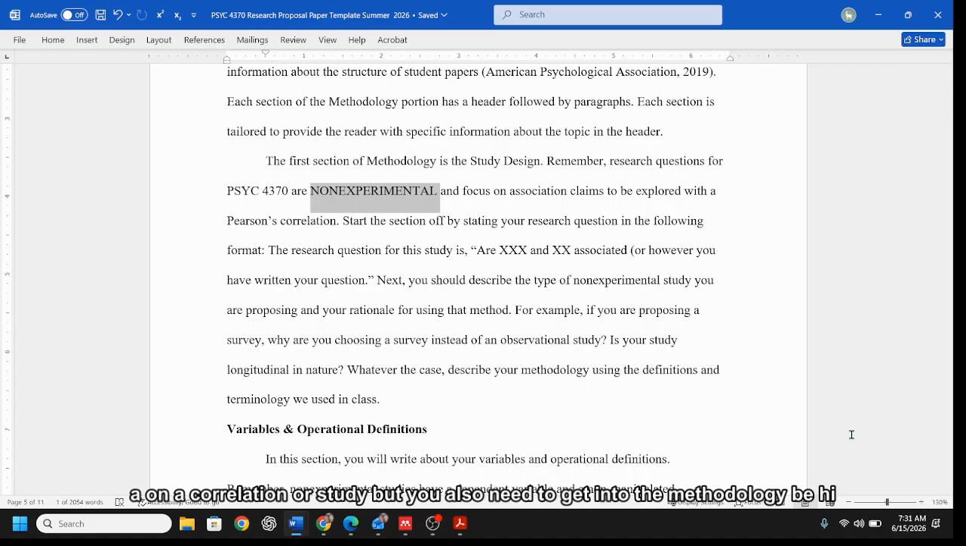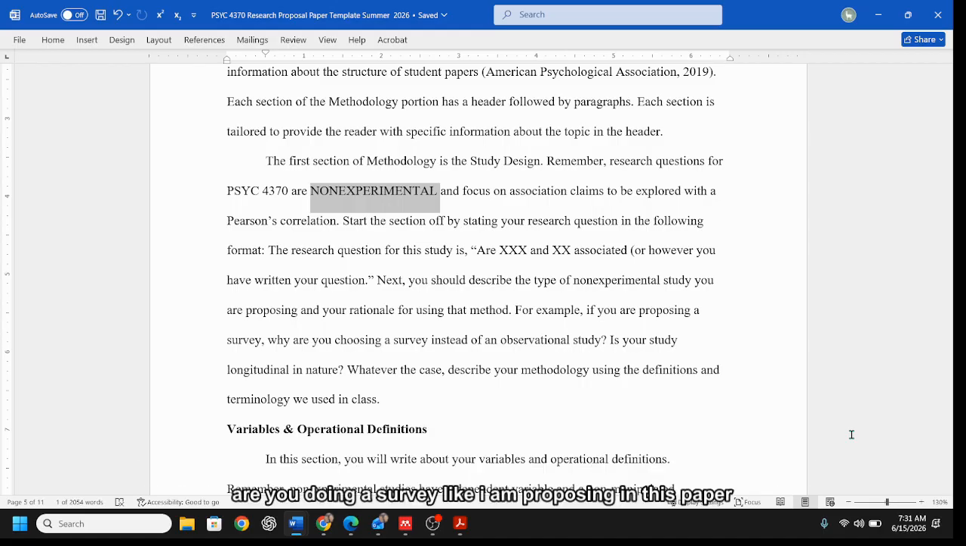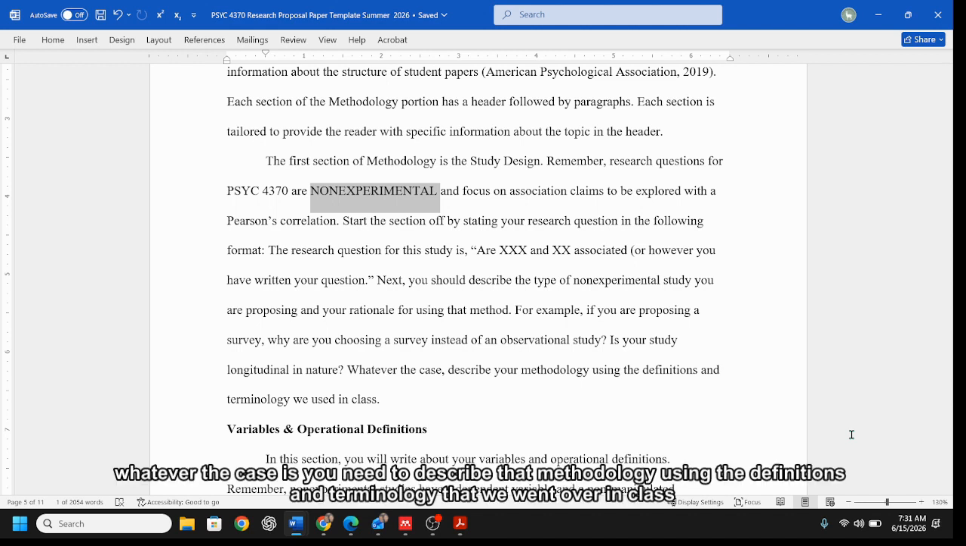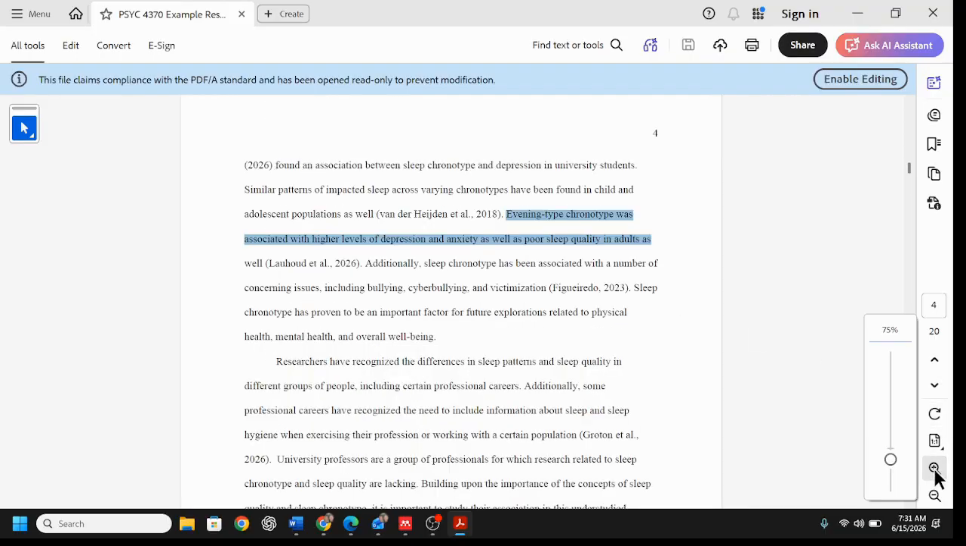But you also need to get into the methodology behind your study. Are you doing an observational study where you count certain things? Are you doing a survey like I am proposing in this paper? You need to tell me that. Is your study longitudinal? Does that mean you are tracking participants over time? Whatever the case is, you need to describe that methodology using the definitions and terminology that we went over in class. So let's look at what that looks like in the research paper.